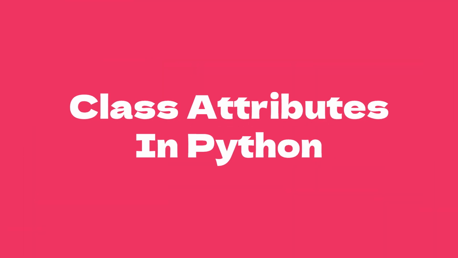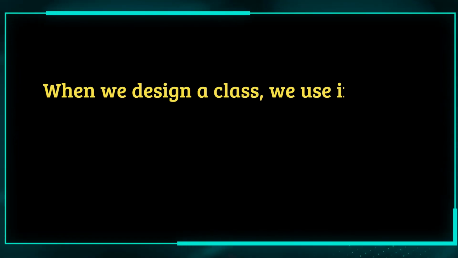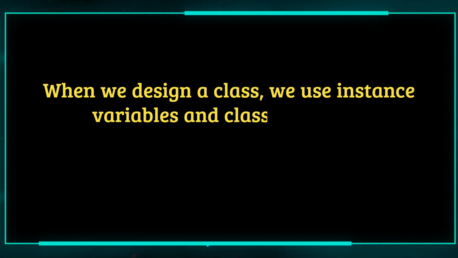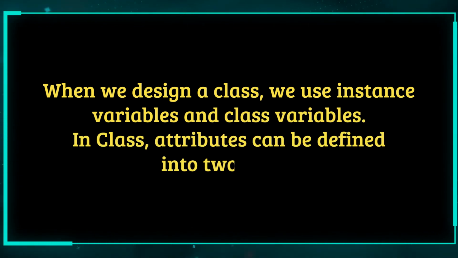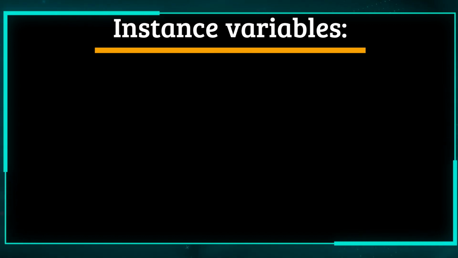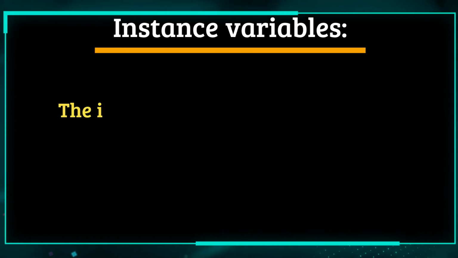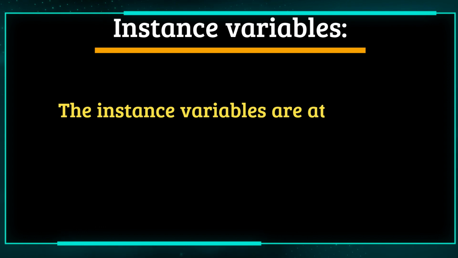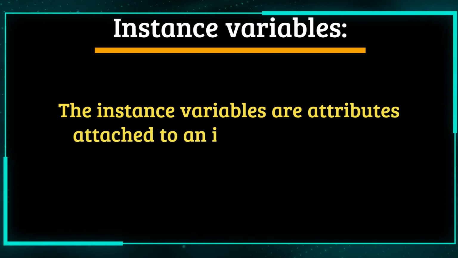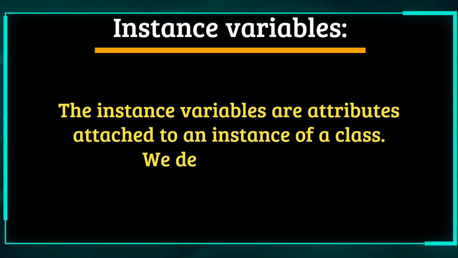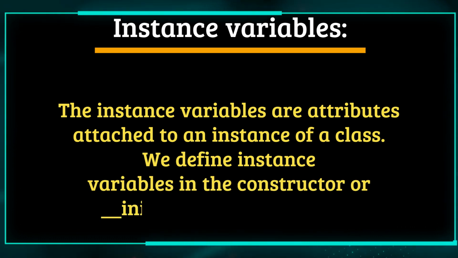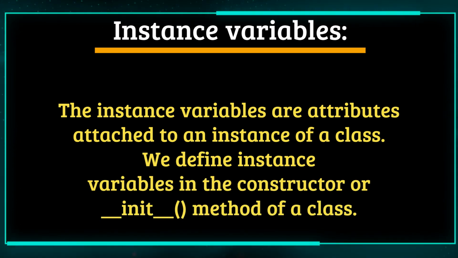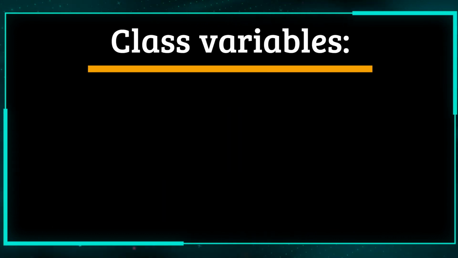Class attributes in Python. When we design a class, we use instance variables and class variables. In a class, attributes can be defined into 2 parts. Instance variables. The instance variables are attributes attached to an instance of a class. We define instance variables in the constructor or the __init__ method of a class. Class variables.